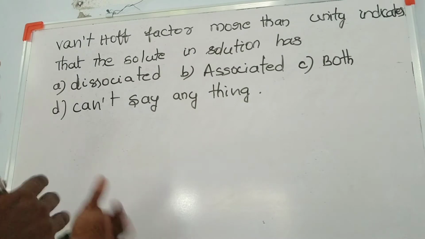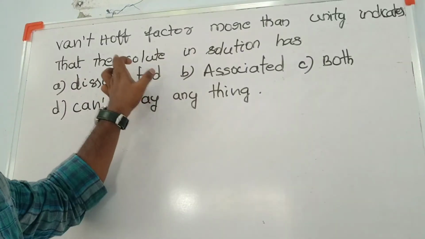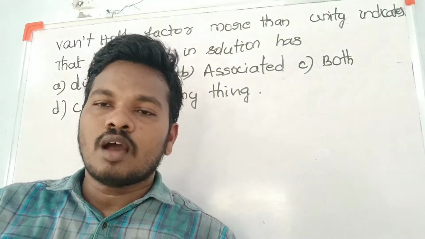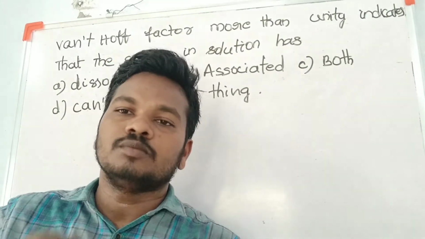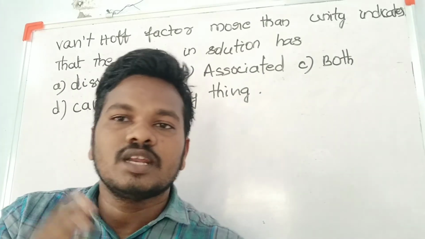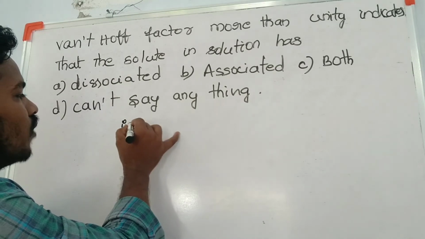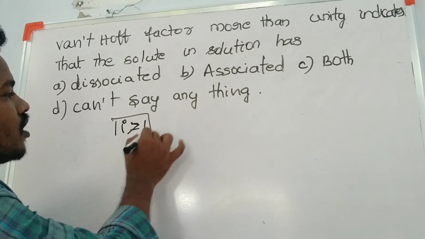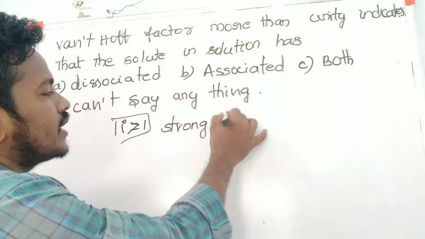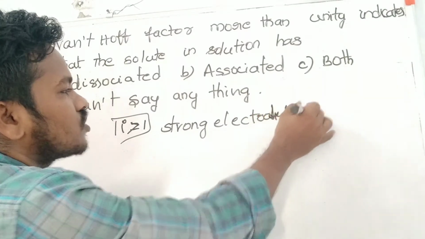The i factor is more than unity, more than 1, indicates that the solute in a solution has what? The question is asking: the i factor is more than 1, in the sense the i factor is 2, 3, or 4. Whenever the i factor is more than 1, what is indicated? Definitely some strong electrolyte is present. The strong electrolyte is dissociated into ions.